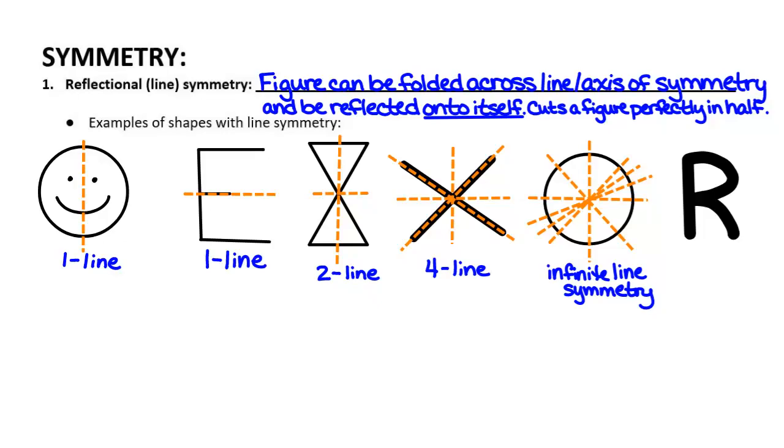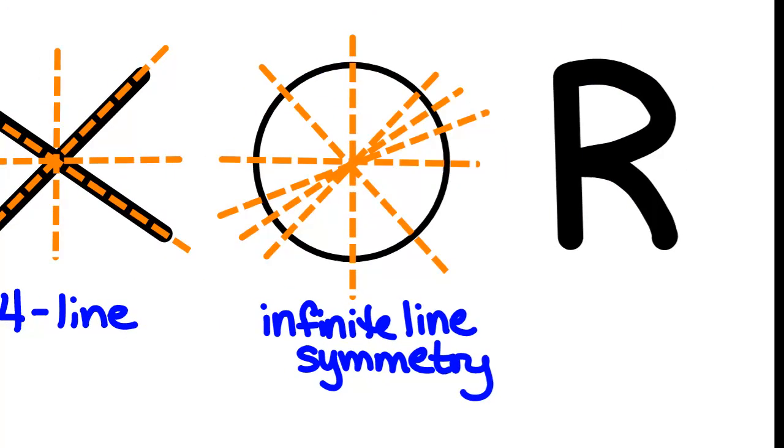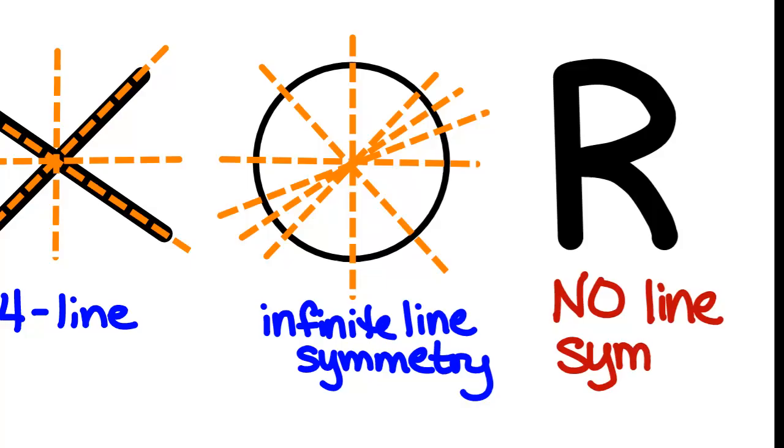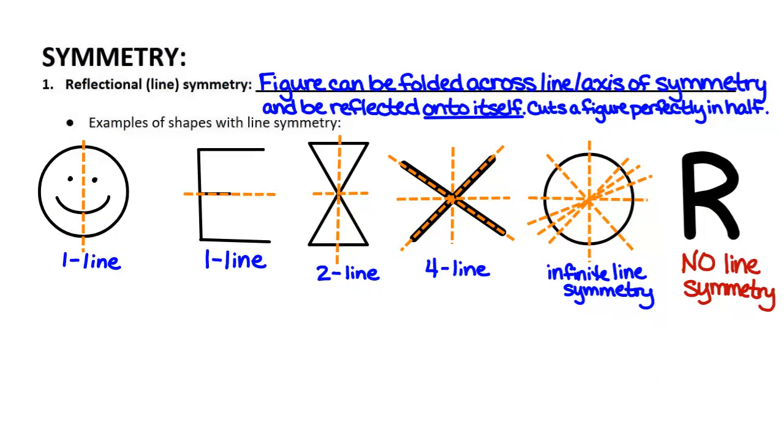What about that capital letter R that I've got on the end there? Does that one have line symmetry? No. We have no line symmetry here. There is nowhere that I could draw a line through that capital R and fold it in half so that it matches up perfectly with itself. All right. So that's one of the types of symmetry that we're going to be looking at.